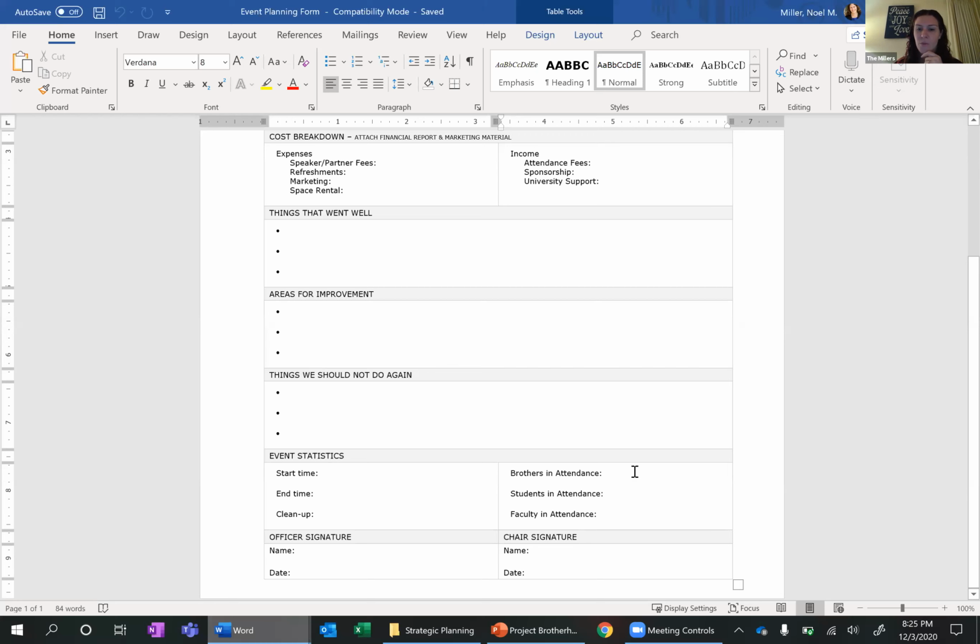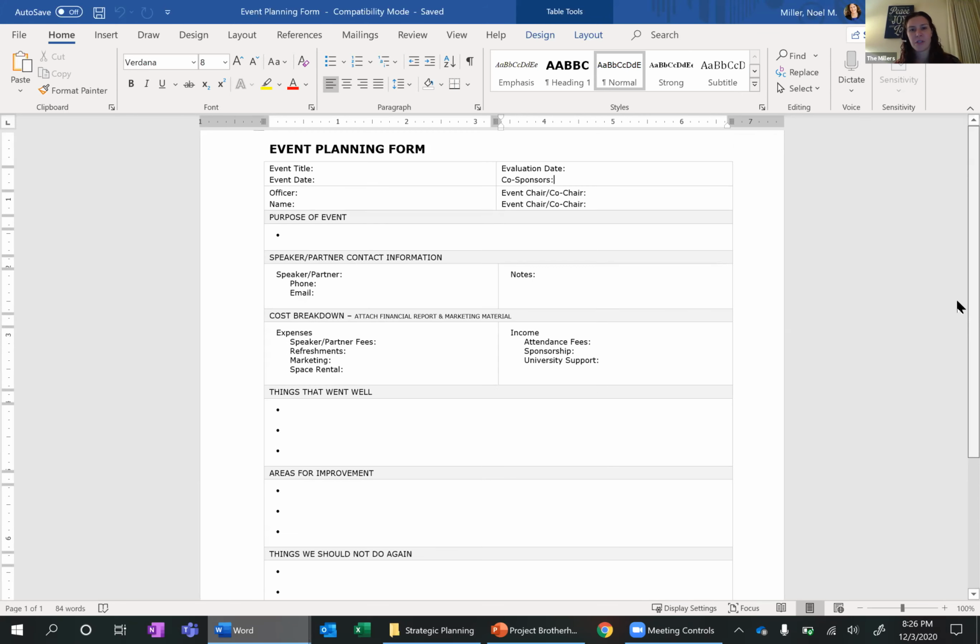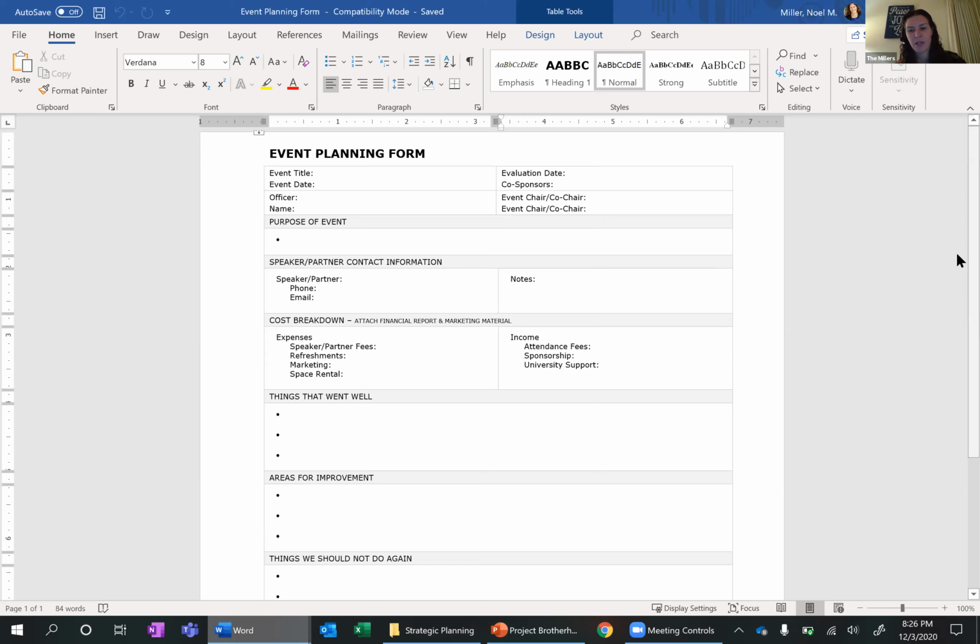Your event stats, your start time, end time, the amount of time it took you to clean up, your brothers, students, and faculty in attendance. This makes it really easy for Hub for the future. And then your officer signature and your chair. Again, guys, give folks in your chapter an opportunity to be chairs of each of these events. As an officer, I was never a chair of one of my events. I wanted to make sure that I delegated that and gave that leadership opportunity to folks to get that experience before they were the officer themselves. All right, any questions on this form? Look like it would be helpful?